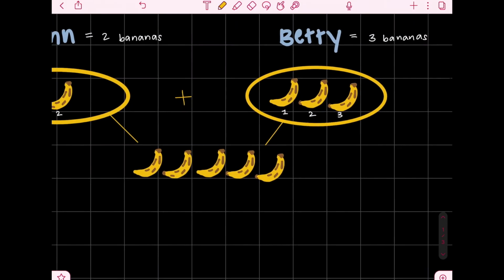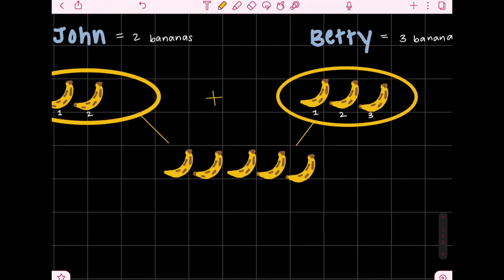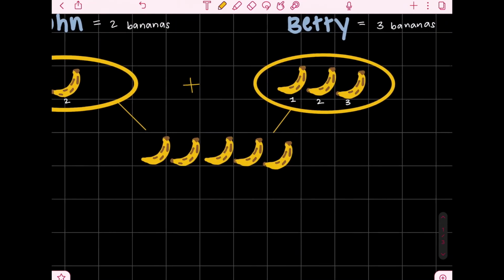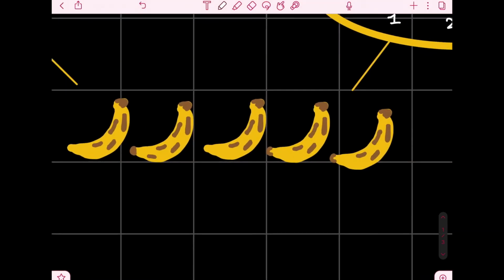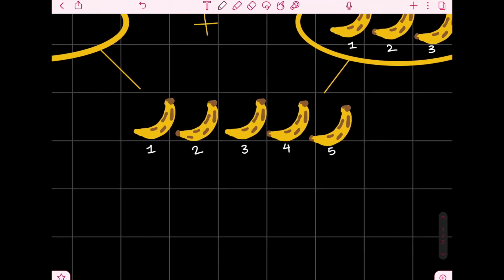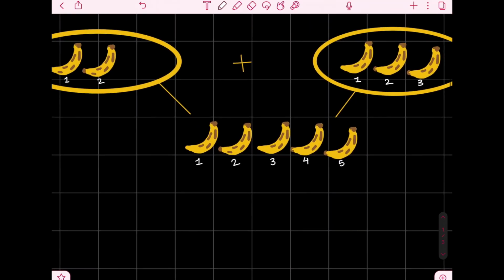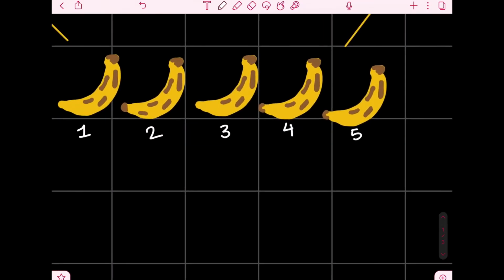Okay, so now that we have all of the bananas we need in one place, let's number it off so we can find out how many bananas we actually have together. So we have 1 banana, a 2nd banana, a 3rd banana, a 4th banana, and a 5th banana. So in total, just by looking at our final amount of bananas, we see that we ended up with 5 bananas.